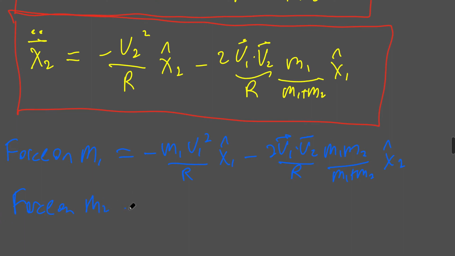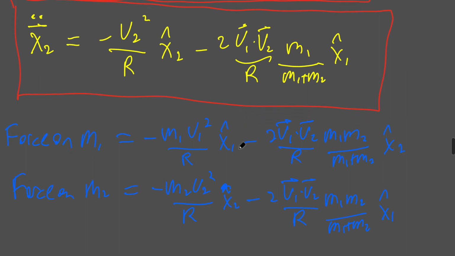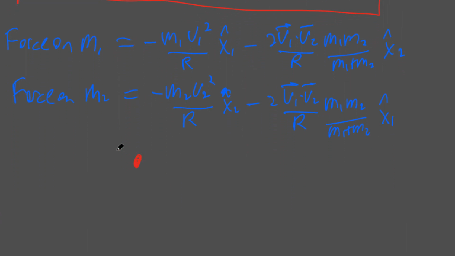on m2 is equal to minus m2 v2 squared over R in the x2 hat direction, minus 2 v1 dot v2 over R times m1 m2 over m1 plus m2 times x1 hat. So the picture here is, here's m1, here's m2. Of course, there's also an m1 down here and an m2 over here.